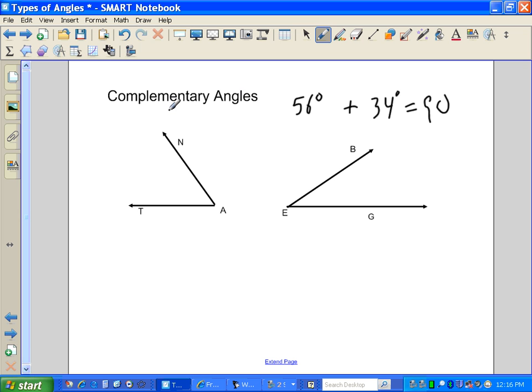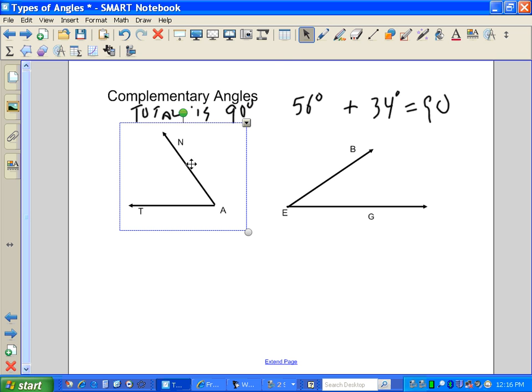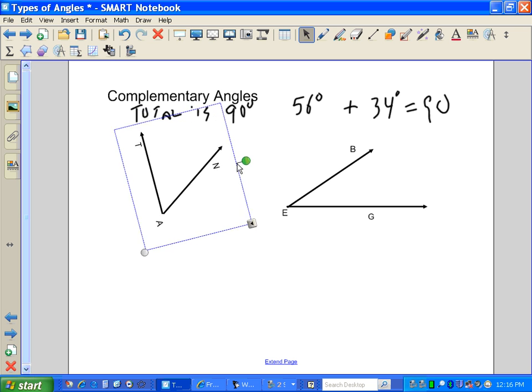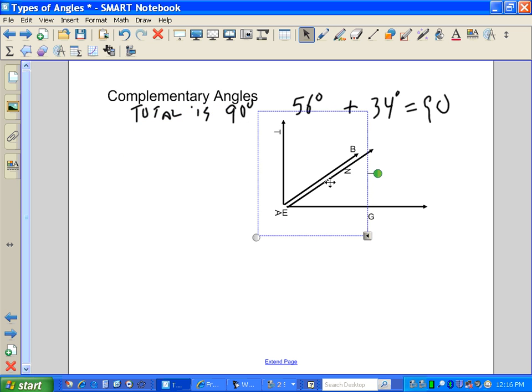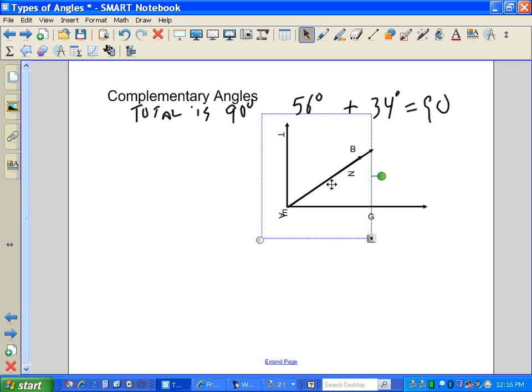So complementary angles, two angles, the total is 90 degrees. I can just take these angles and give you the visual on that. If I spin this one a little bit and slide it on over here, it looks like about a 90-degree angle when I match them up. Probably could get that protractor back out and measure that it's 90 degrees. Complementary angles, two angles, the total is 90 degrees.